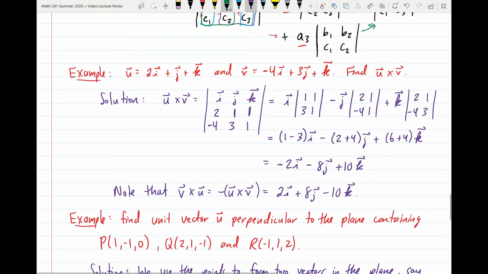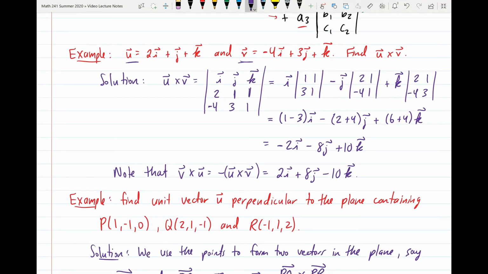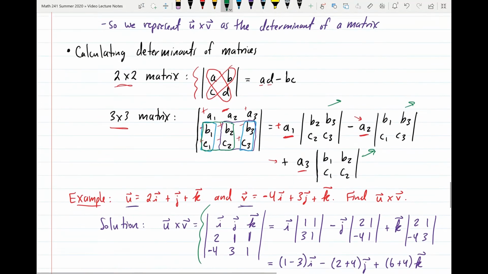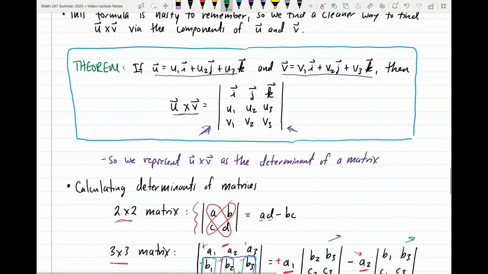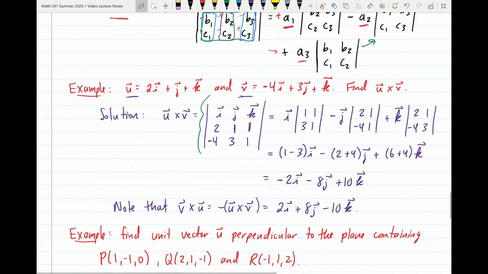So let's say that we have a vector u and a vector v. They are given in component form, and we want to find u cross v. To do that, we're going to find the determinant of this matrix right here. Remember this theorem up here: u cross v is equal to the determinant of the matrix, where the first row is our vectors i, j, and k, the second row is the components of u, and the third row is the components of v. So we just fill in the different variables here.